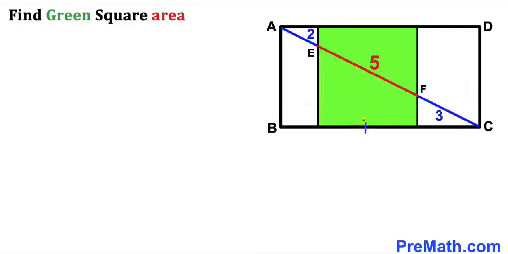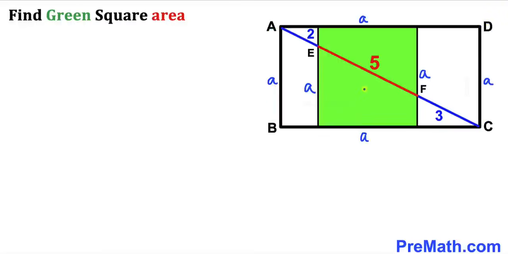We know all its side lengths are equal. Let me label the side length of this green square as lowercase a. Then this side length is a, this side length is a, and this side length is a as well. Furthermore, this side AB is a, and this side CD is a as well.